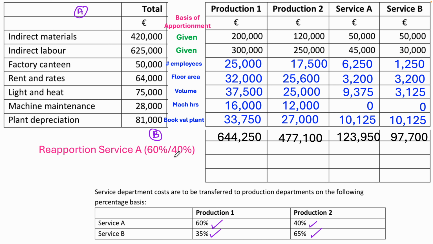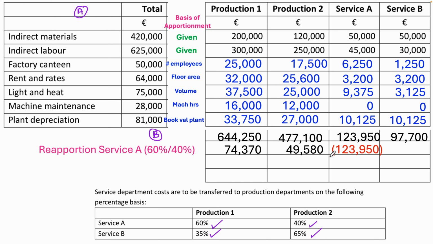So we're going to reapportion service A. We're going to take the 123,950 here and split it up 60%, 40%. So into production 1, 74,370 and production 2, 49,580. So we've done service A.